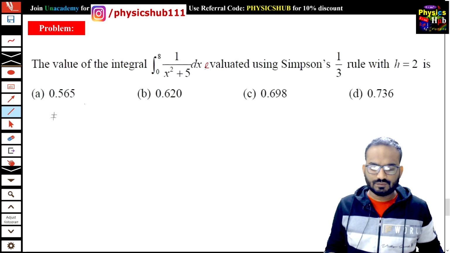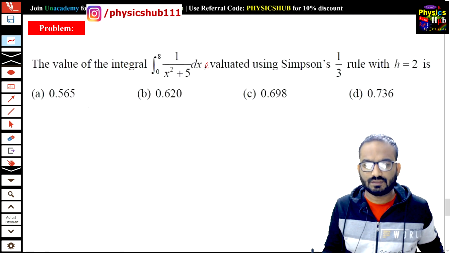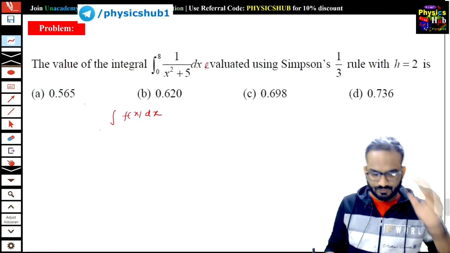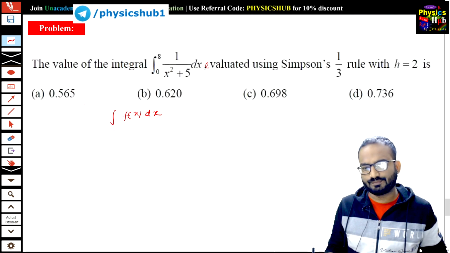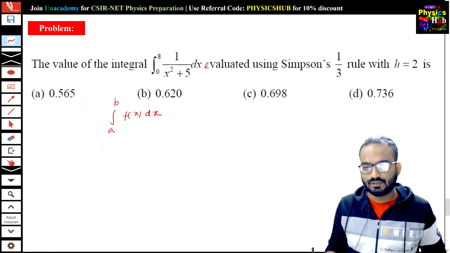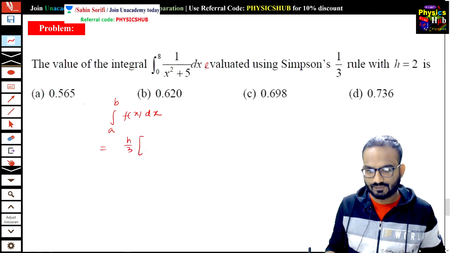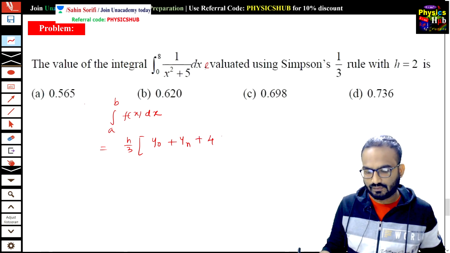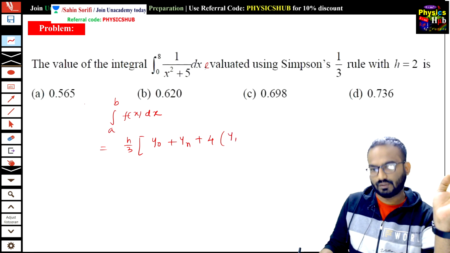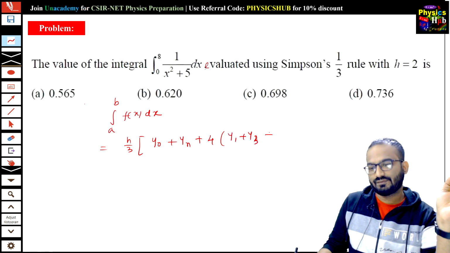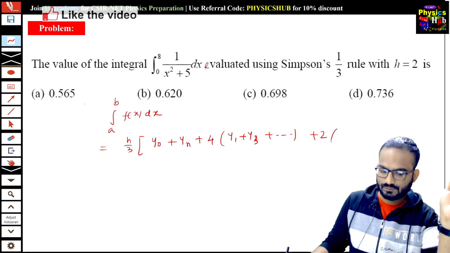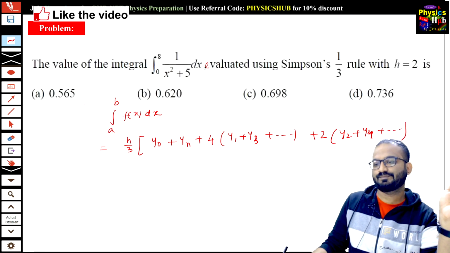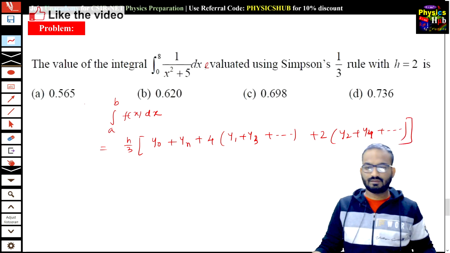So first of all, Simpson's 1/3 rule, do you know what is Simpson's 1/3 rule? If you calculate the integration of f(x) dx from a to b, you will get h by 3 times y0 plus yn plus 4 into odd terms y1, y3, y5 and so on, plus 2 into even terms y2, y4 and so on. This is the Simpson's 1/3 rule.